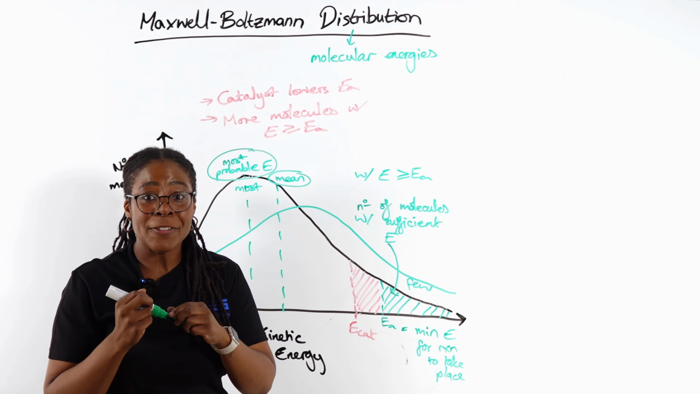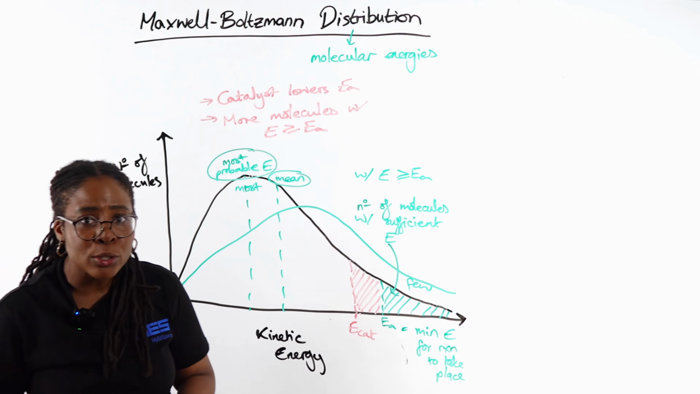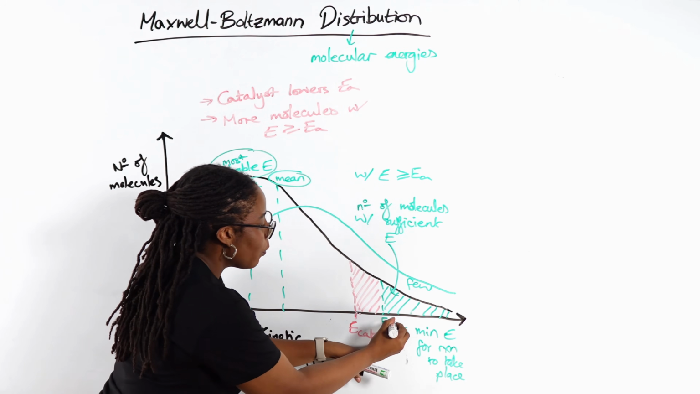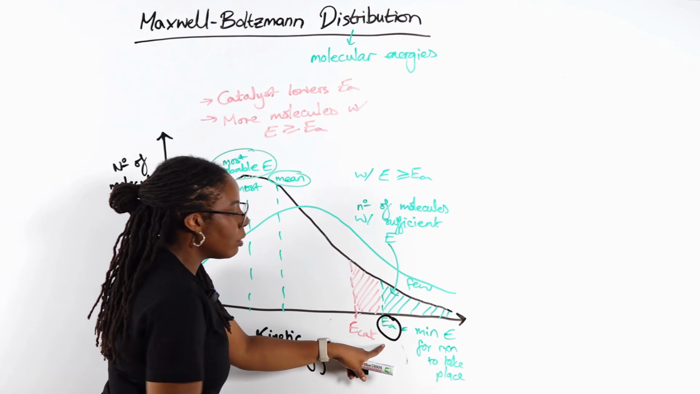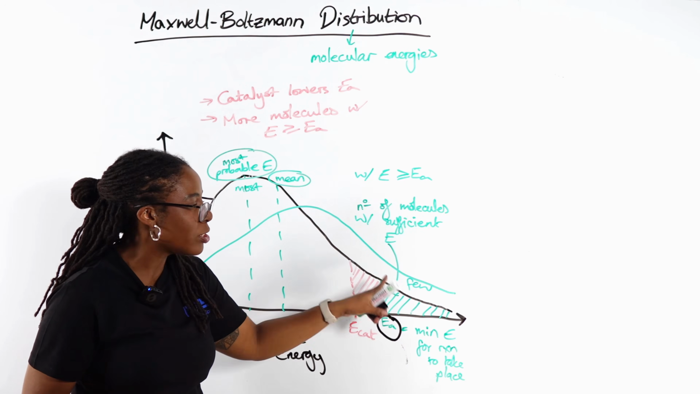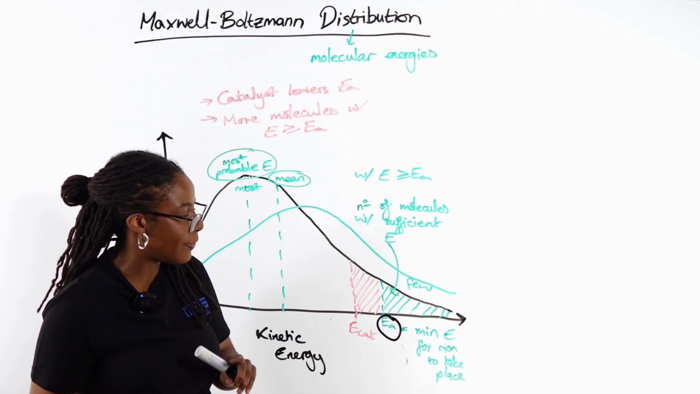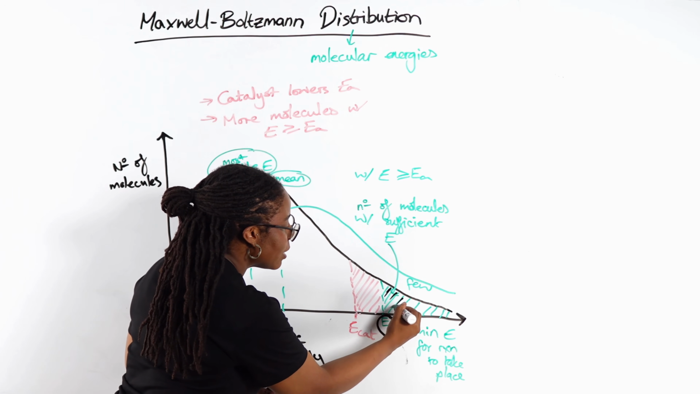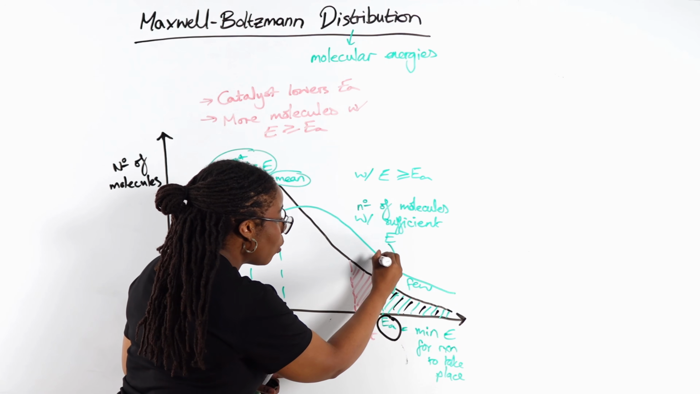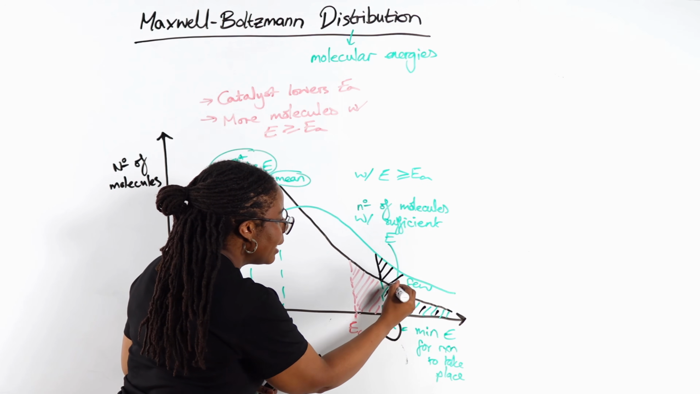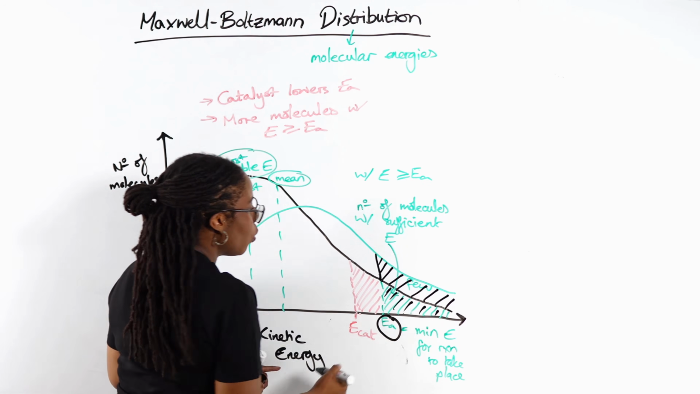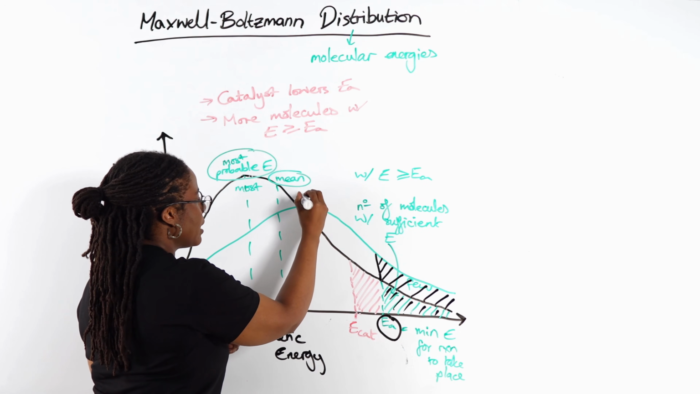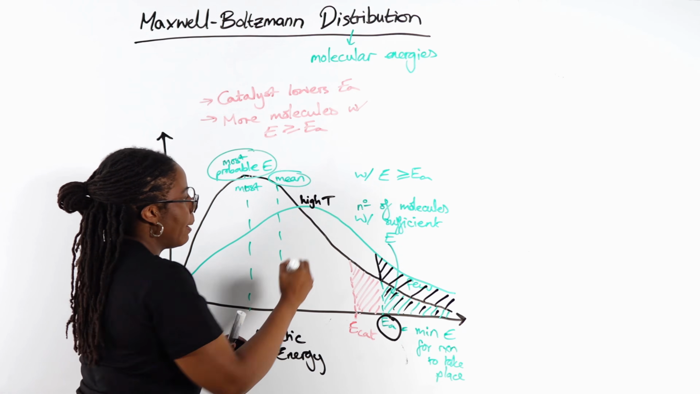Now, how does that affect the number of molecules with sufficient energy for a successful collision? Well, we would look back at our original activation energy, because changing the temperature does not change the activation energy. But now, as well as these green molecules that had enough energy to react, now also at our higher temperature, these additional molecules also have sufficient energy to react as well. I'm going to label this as a higher temperature.